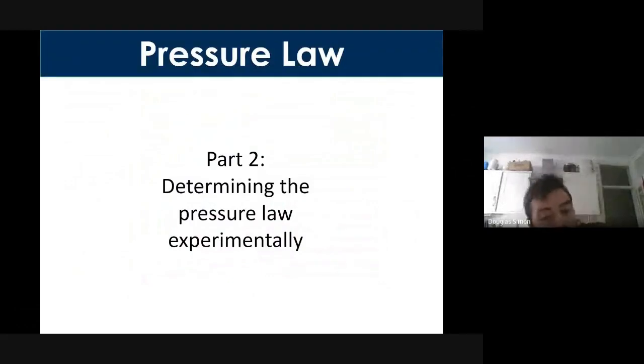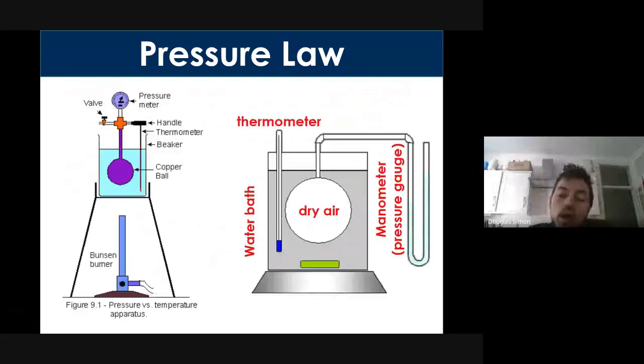Part 2, quick look at determining the pressure law experimentally. 2 methods that are pretty similar, to be honest, but a couple of subtleties. So the method is obviously extremely simple. You increase the temperature, you measure the pressure, you do this 10 times or so, you plot a graph, you should get a straight line. Pressure is proportional to temperature, as long as we're working in Kelvin.